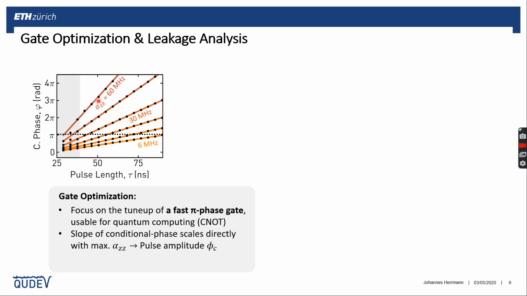And if you have a different pulse amplitude, it means you have an effective higher ZZ coupling rate during your gate. And so the slope of this line is purely determined by the alpha ZZ in this regime. And now we can see that by increasing the amplitude of the pulse, we can easily increase the speed of our gate. But what is limiting us here?